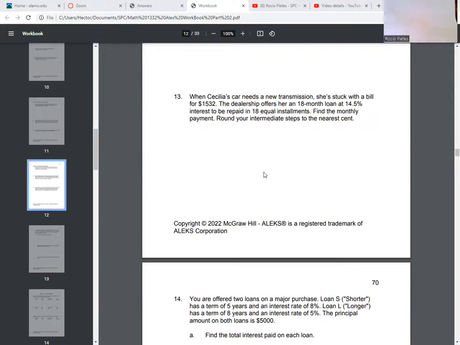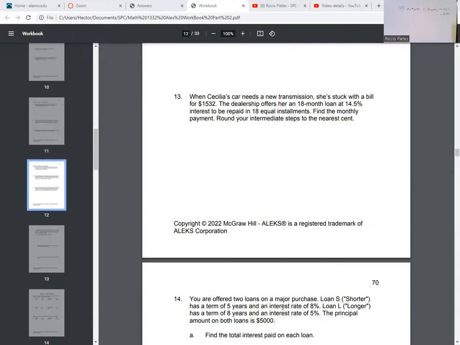So what do we know? Let's write things down. We know that the principal she needs to borrow is 1,532. We know the time is 18 months. I'm going to write months because remember we need to convert to years. And the interest rate is 14.5%, which in decimal form is 0.145. And we have 18 equal payments, so we have to figure out the payment.